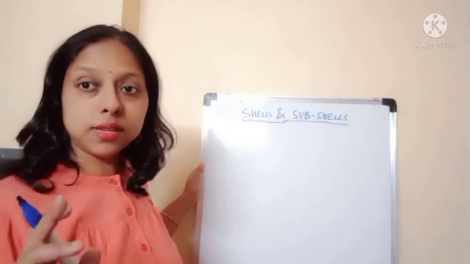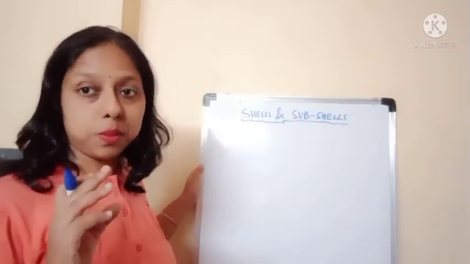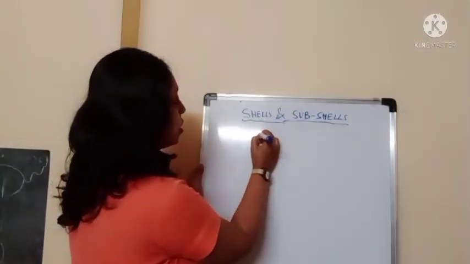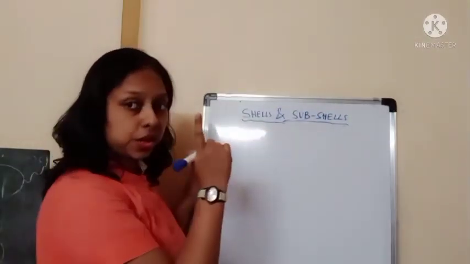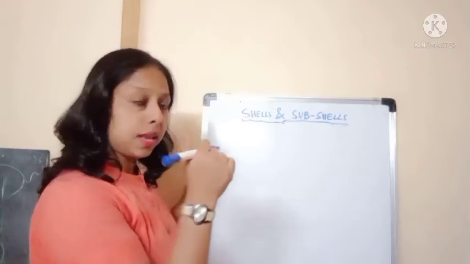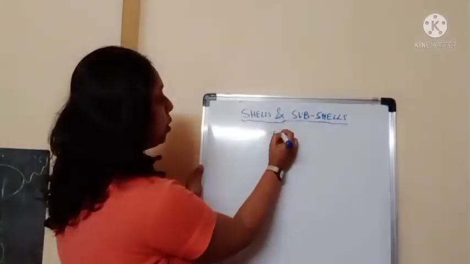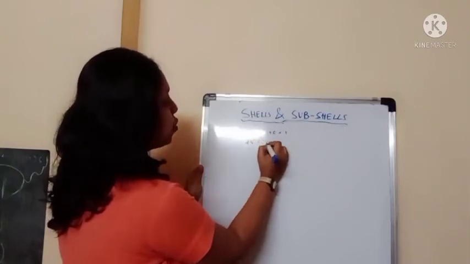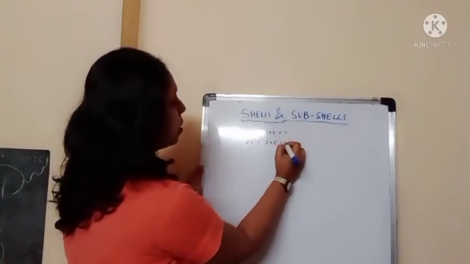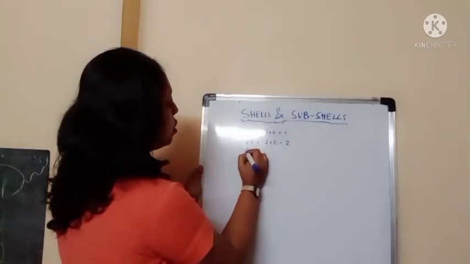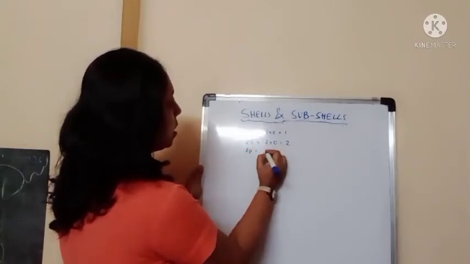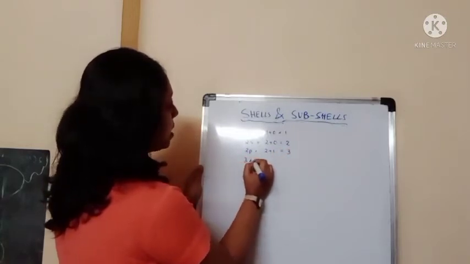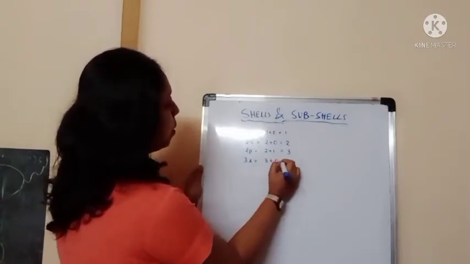Now we have to understand the energy level of each of the subshells. Okay, let's start with 1s. For 1s, the 1 is the shell number and the subshell is S. So 1 plus 0 is 1. So 2s is 2 plus 0, it is 2. 2p is 2 plus 1, 3. Then comes 3s, 3 plus 0, 3.